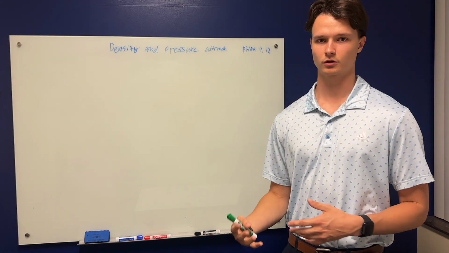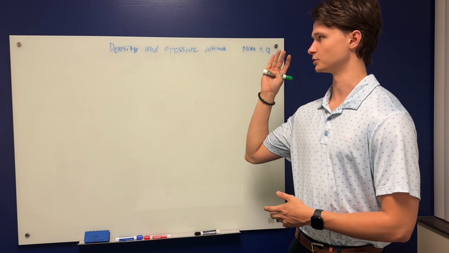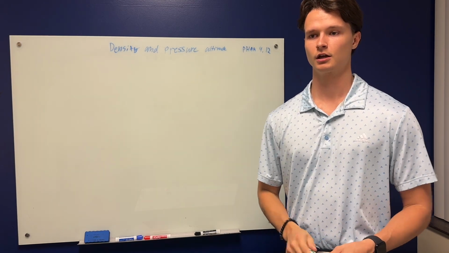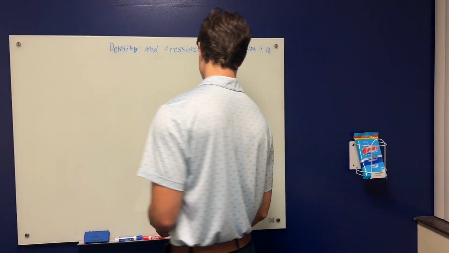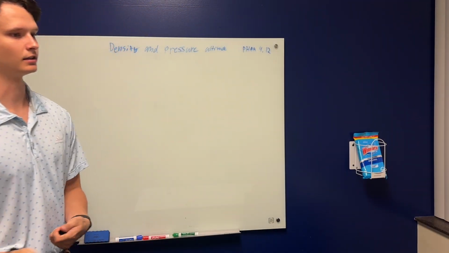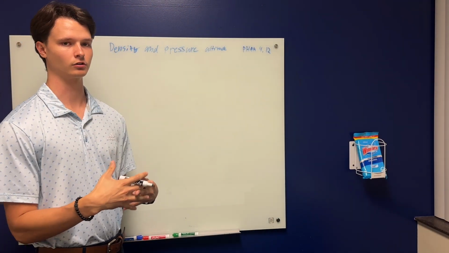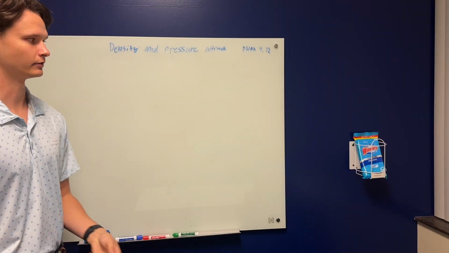So the first thing that we want to talk about before we get into specifically the altitude aspect of it is what is density. So density is going to be kind of defined as how tightly the molecules of air are packed in a given area.